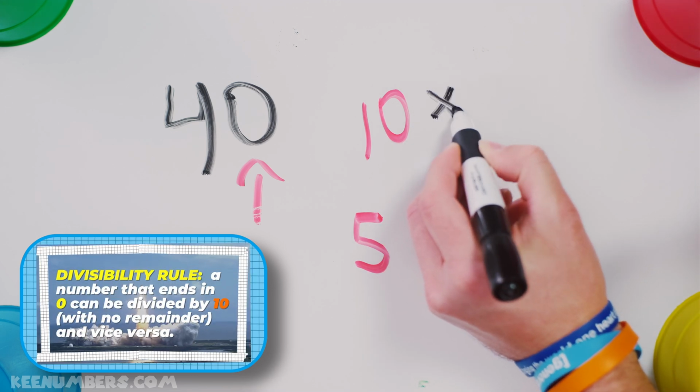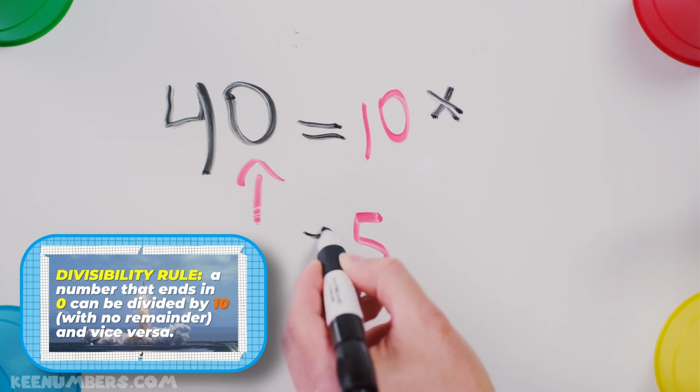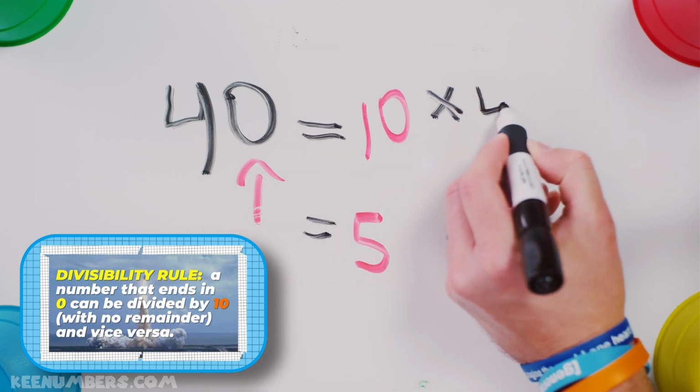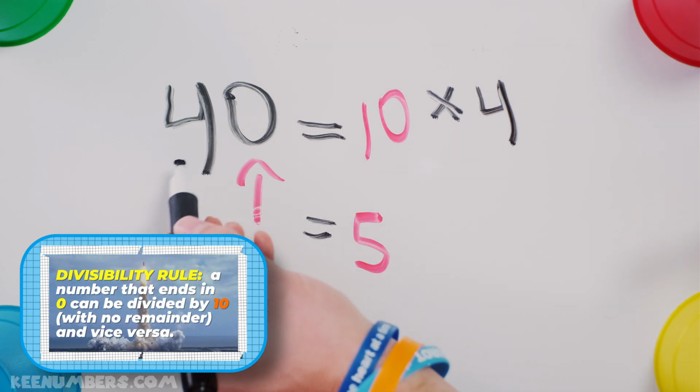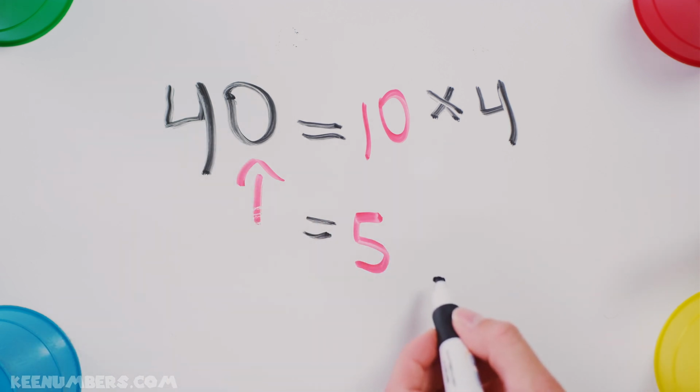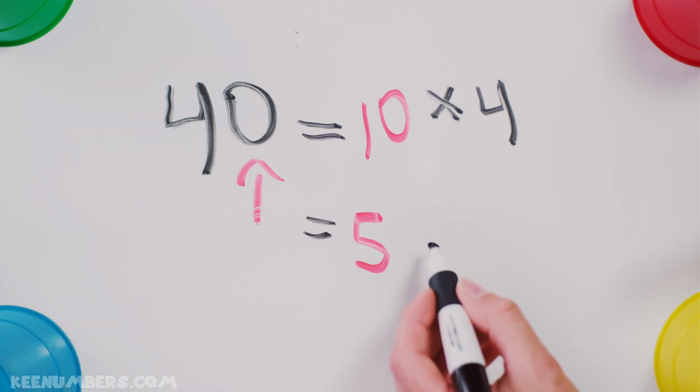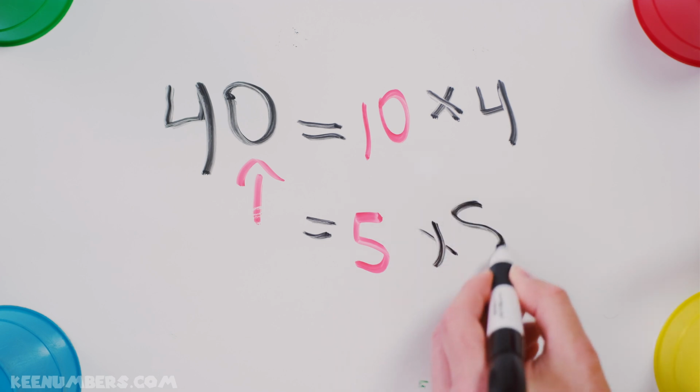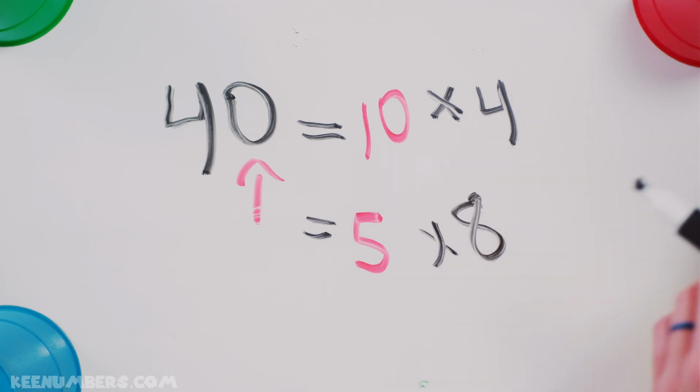All right, 40 is 10 by 4. There are 4 tens in 40. It's built into the name. 4 tens. And then how many 5s? Oh, that's easy. 8 5s. So yes, this guy is divisible by 10 and 5.